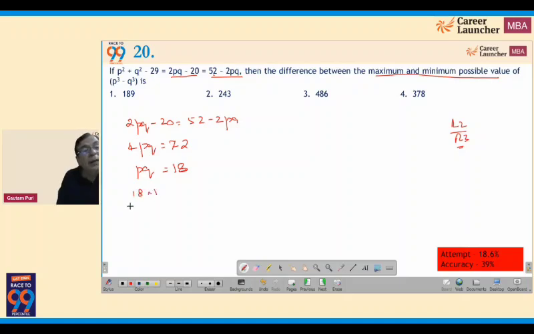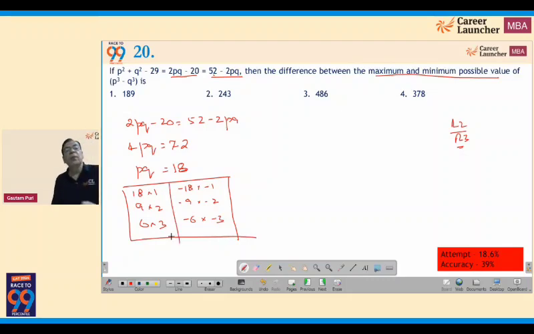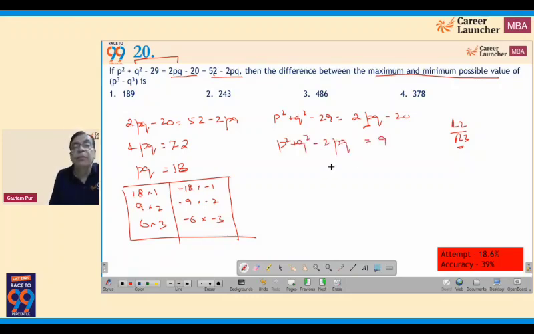So what can you say about PQ? They could be 18 into 1 or 1 into 18, 9 into 2 or 2 into 9, 6 into 3 or 3 into 6. Or it could be minus 18 into minus 1, minus 9 into minus 2, minus 6 into minus 3. Sorry, these are the 6 possibilities for PQ. Now, I started solving the equation further. Now I look at these two: P square plus Q square minus 29 is equal to 2PQ minus 20. So if I transpose this to the left hand side, what do I get? P square plus Q square minus 2PQ. So far it is a conventional thing which is happening, which is nothing but P minus Q whole square is equal to 9.